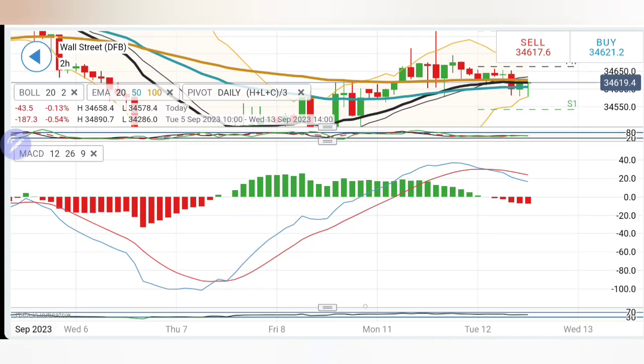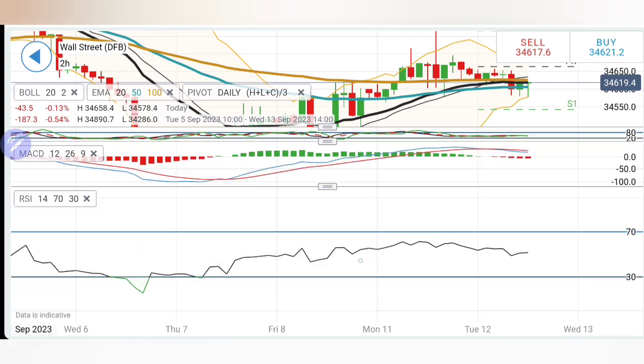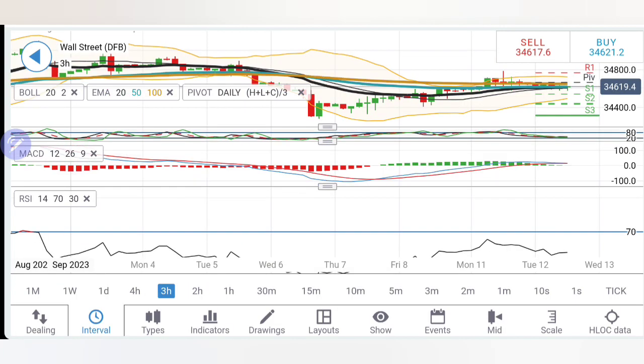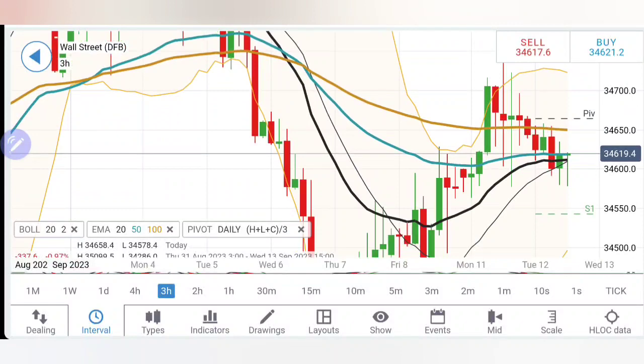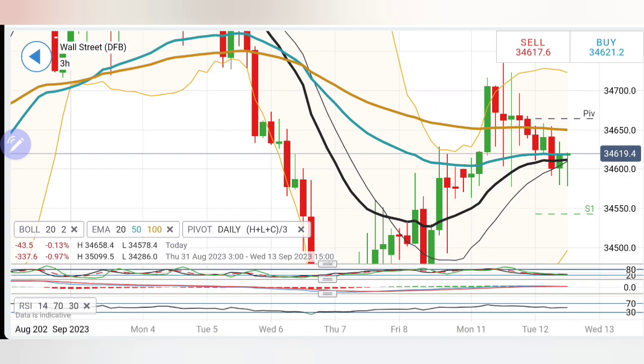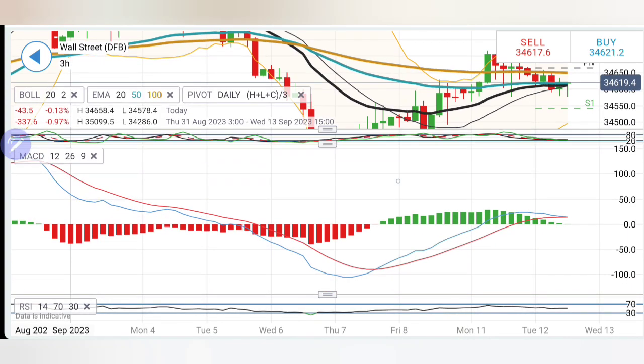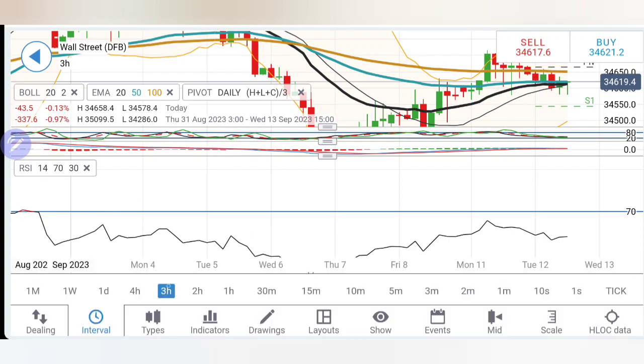Stochastic flat here. MACD is in red here. It has crossed over. It is trading with divergence, trying to stay bearish. RSI flat. Coming to the 3-hour chart, similar observation, but yes, lower lows trying to rise. I will wait for 34,660 levels to be breached in order to confirm the rise. Stochastic is flat. MACD willing to cross over for sell.